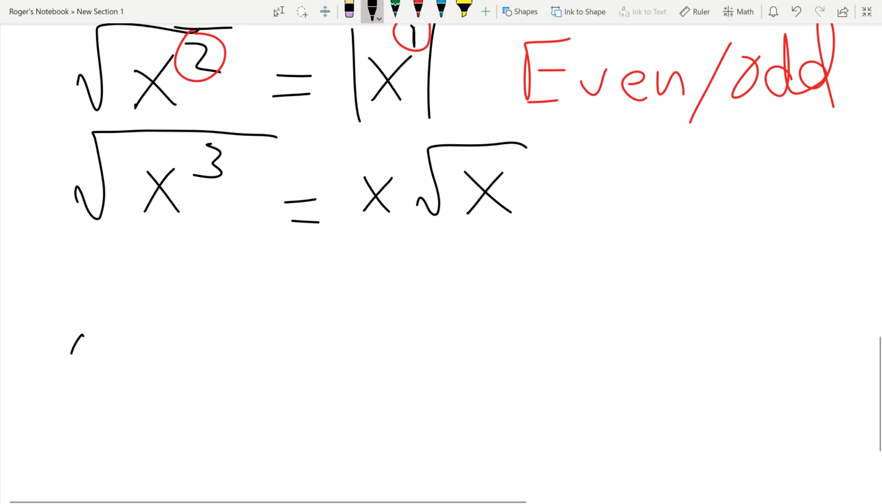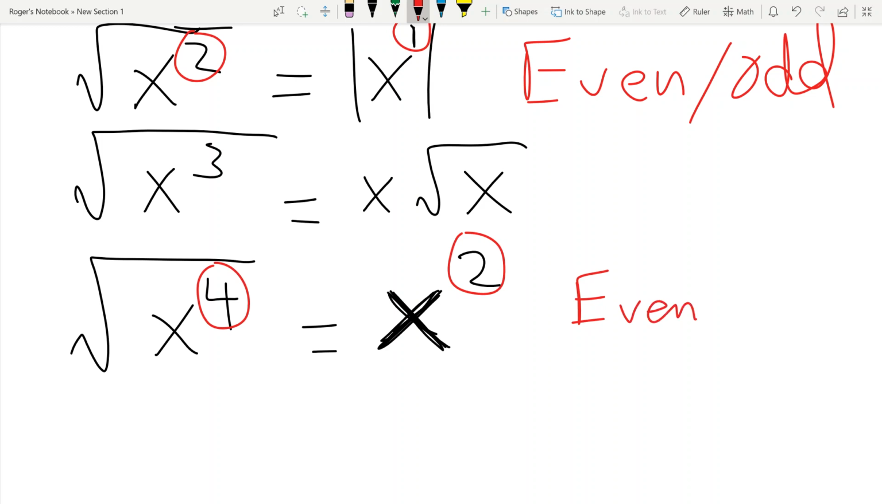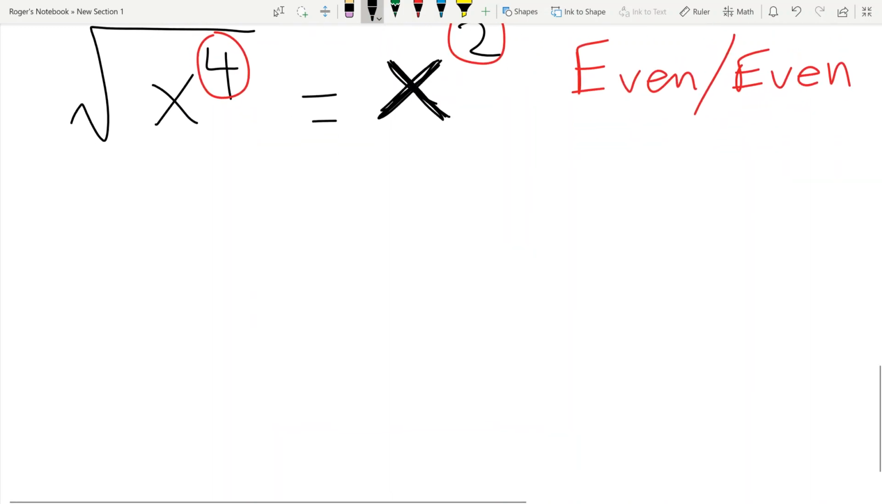How about the square root of x to the fourth power? It's equal to x squared, as you probably guessed. And you may wonder, where are the absolute value signs? Well, this is even and even. Okay? So when you have an even-even combination, then you don't need the absolute value signs.